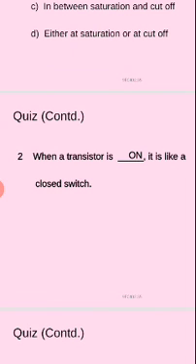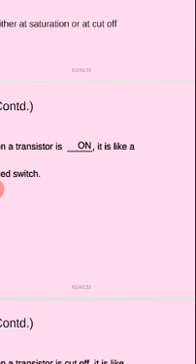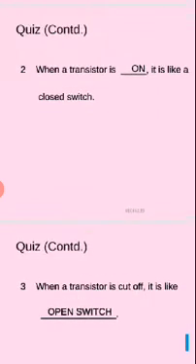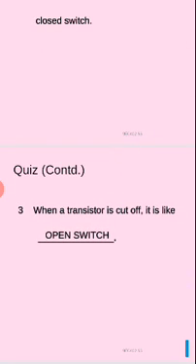When a transistor is on, it is like a closed switch. When a transistor is cut off, it is like an open switch.